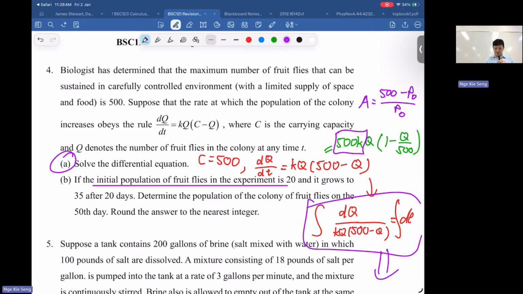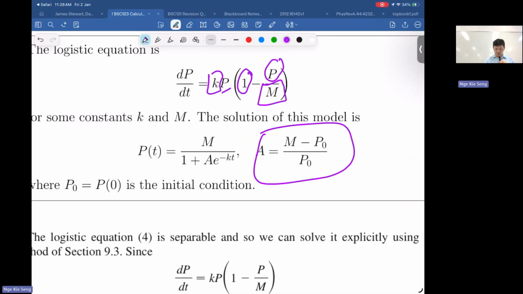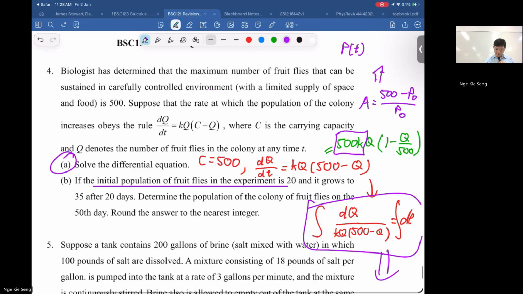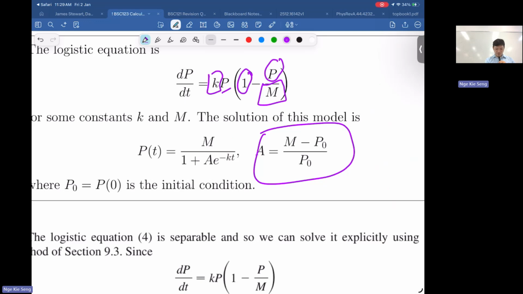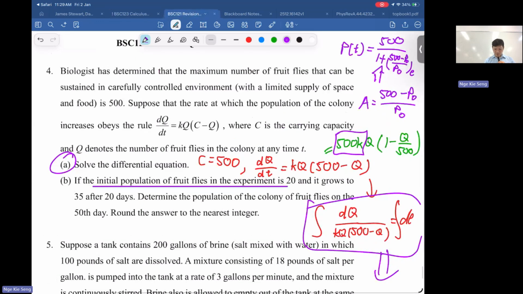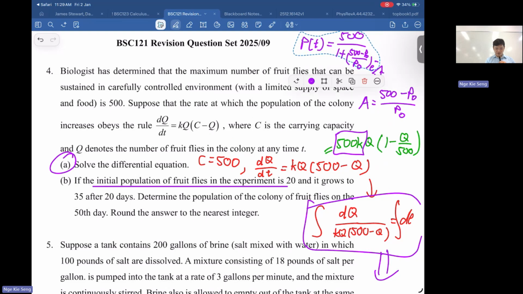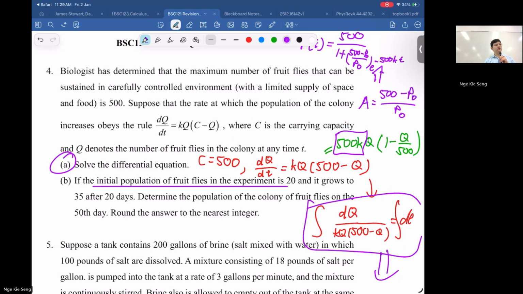So in this case, your solution will be just P(t) equals 500 over 1 plus A, so 500 minus P naught over P naught, times e to the minus kt. Our k became 500k already, so here it is e to the minus 500kt, like that. Make sense? Any question?